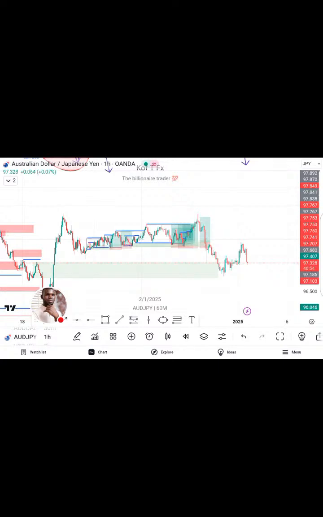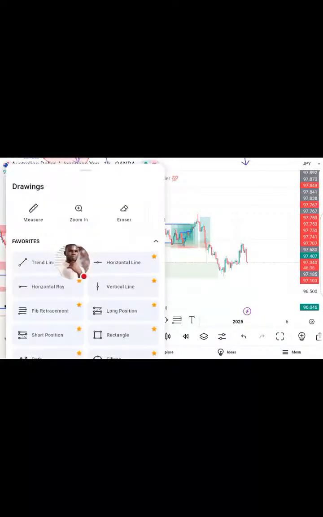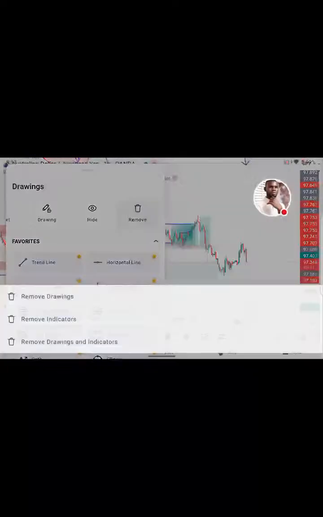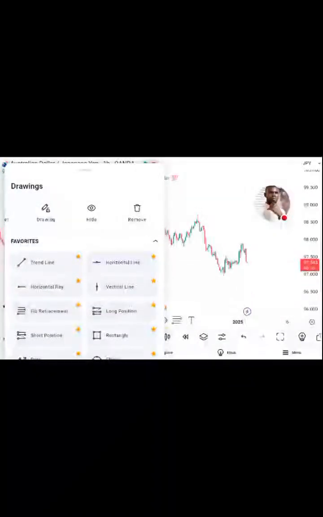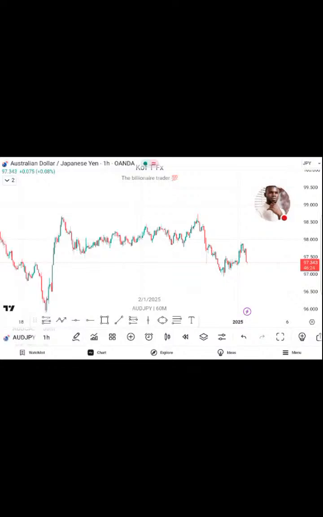So today, what I'm going to do basically is to clear all my charts. I'm going to clear all the charts and start all over again, starting from top down analysis. So I'm starting with what I'm currently on. I'm going to clear everything as if I've never done anything on it before. So that's what I'm going to do for all the pairs I have here.